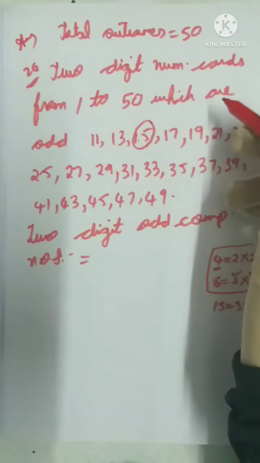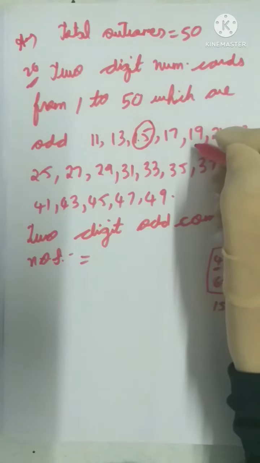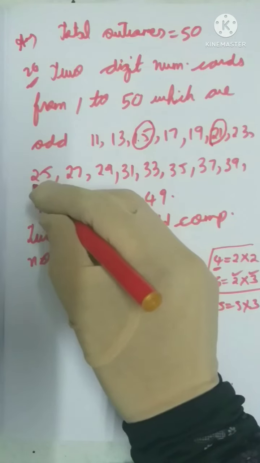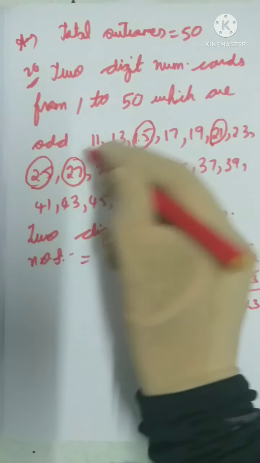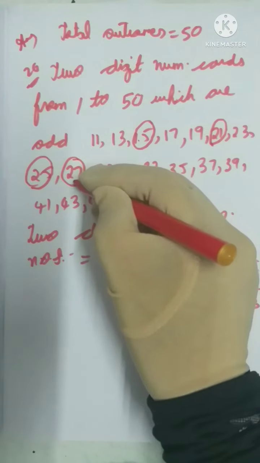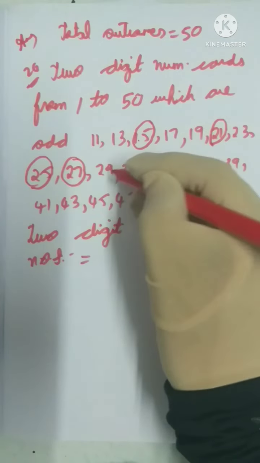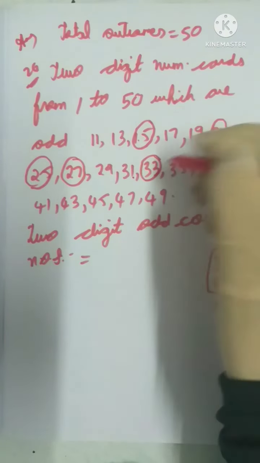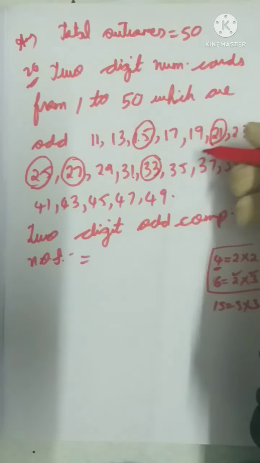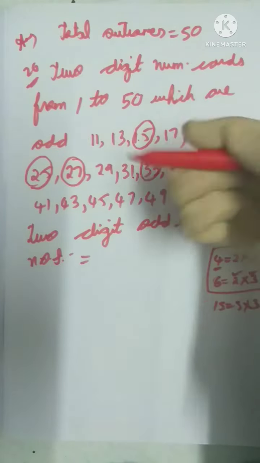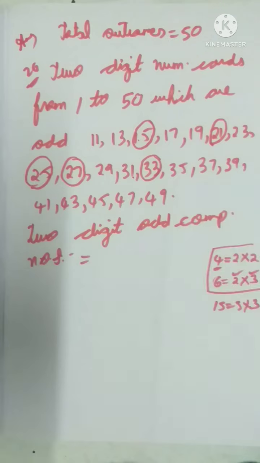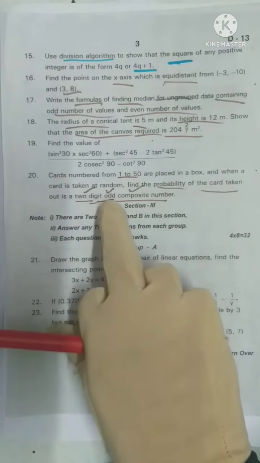Then we have 21. 17 is not a composite number. 19 is not a composite number. 21 can be written as 3 sevens are 21, so 21 is a composite as well as odd number. Then 25, 27, because 27 can be written as 3 nines are 27. So 27 is a composite number. Then 29 is a prime number. 31 is a prime number. Yes, 33 can be written as 3 elevens are 33. All the numbers we have written here are odd only, so that's why we can avoid confusion. First we write odd numbers, and then from those odd numbers we select composite numbers, because in this question we need 2-digit odd composite numbers.